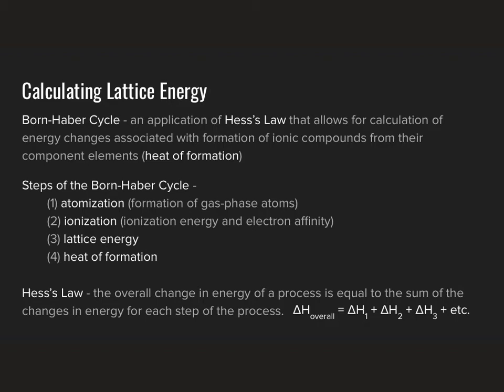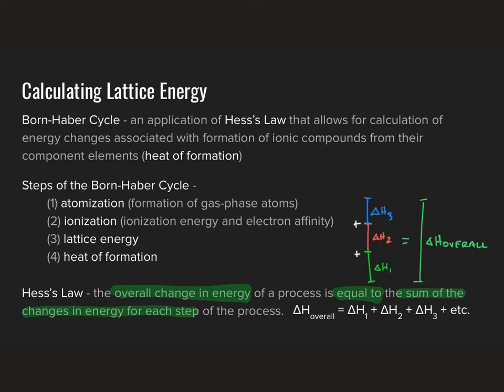It was during our thermodynamics unit in which we discussed that the sum of the energy changes associated with individual steps in a chemical process must be equal to the overall energy change associated with the process we're describing. So we're going to be applying Hess's law here in a way that allows us to calculate the energy changes associated with the formation of ionic compounds from their component elements, in a type of process we call a heat of formation. By definition, that heat of formation is the change in energy associated with the formation of 1 mole of a compound from the elements it's made up of in their native states.